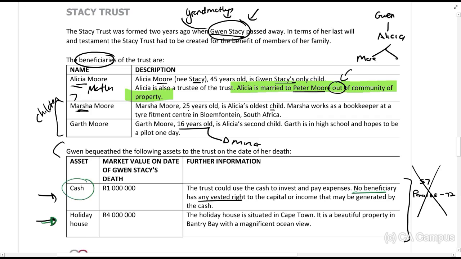Basically, I honestly would recommend that you do something like this if this is something that you struggle with. Okay, but guys, so Alicia married out of community of property to Peter. So those are all important things. And another important thing to remember here is that Garth Moore, her one child, is 16 years old, which is a minor. So that's a Section 7(3) risk.